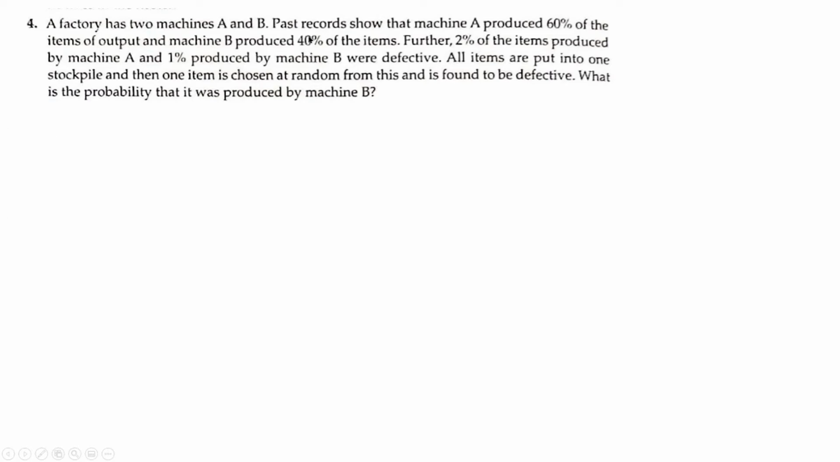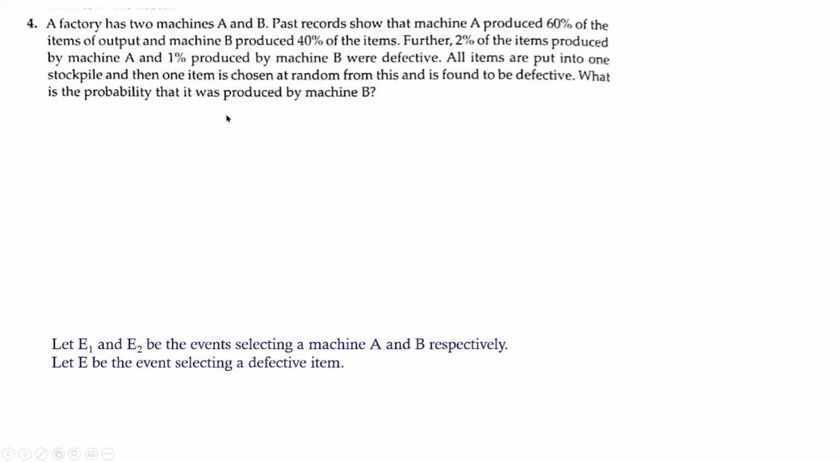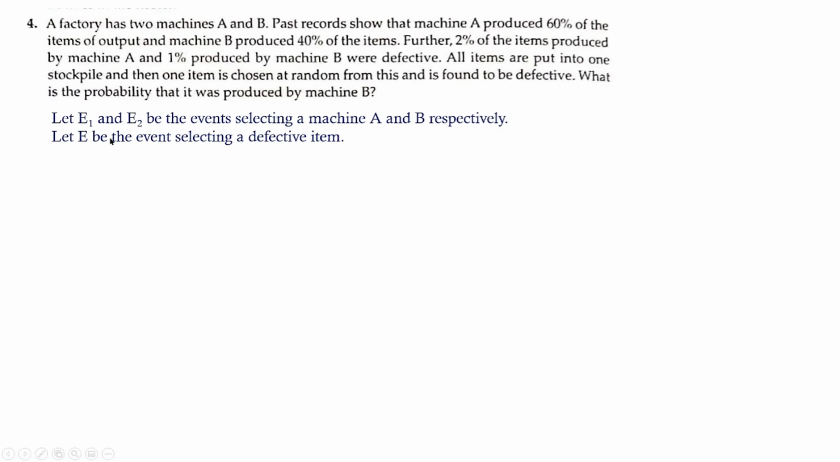So here we have machine A producing 60% of items and B producing 40% of items, and 2% of items produced by machine A are defective and 1% produced by machine B are defective. It is given that one item chosen at random is found to be defective. We need to find the probability that it was produced by machine B. So let E1 and E2 be the events selecting machine A and B respectively, and let E be the event selecting a defective item.